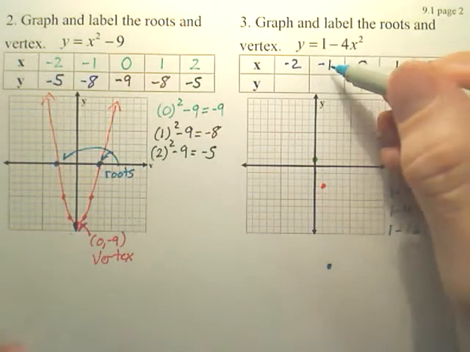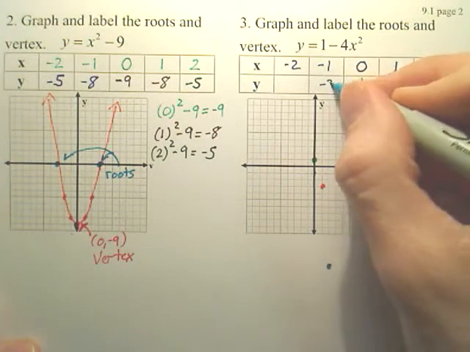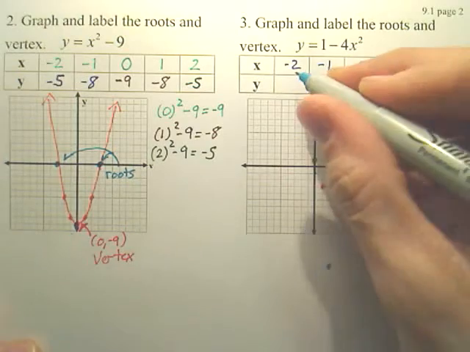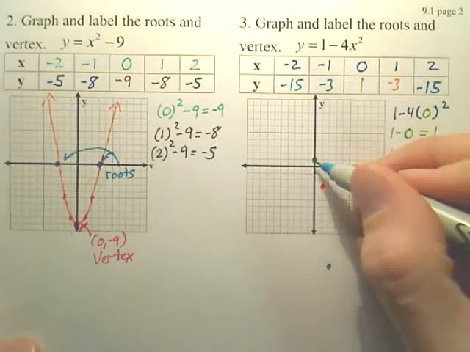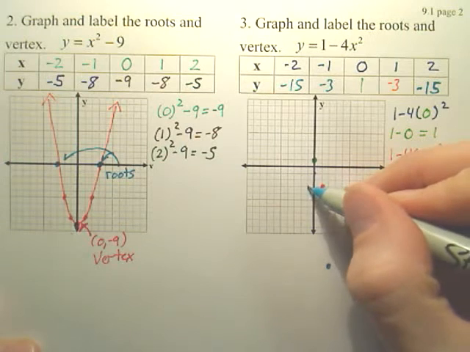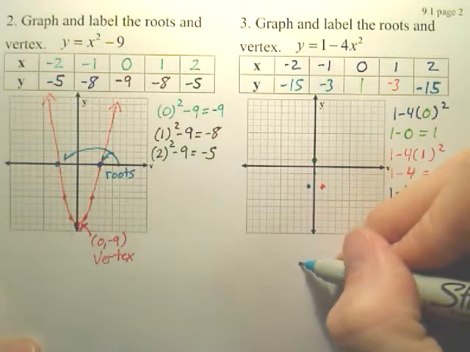What you'll notice is if I plug in -1, you should get the same answer. So -1 should get the same answer, -3. -2 should get this same answer, -15. So at -1, you're going to be going down 3, and at -2, you're going to be way down here as well.